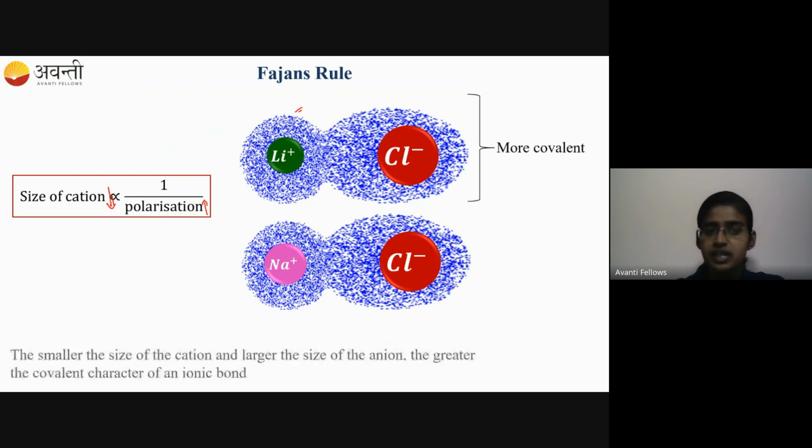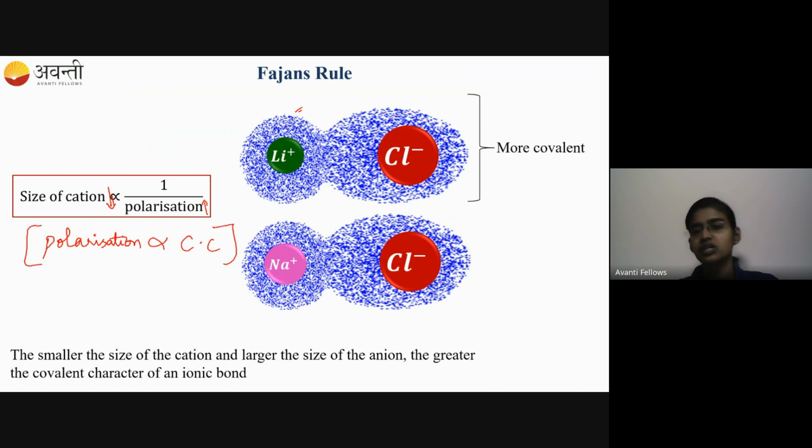Okay, smaller the size of the cation, larger the size of the anion, greater is the covalent character of an ionic bond. Size of the cation is inversely proportional to polarization, and polarization is directly proportional to covalent character. So these two are the relations which you have to keep in mind.